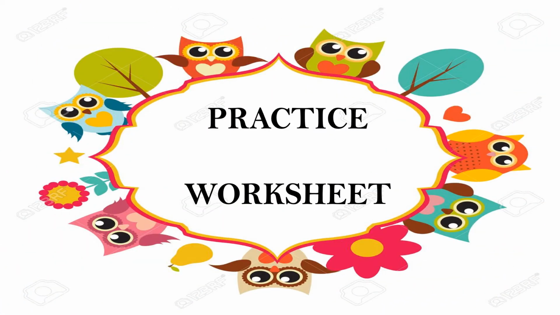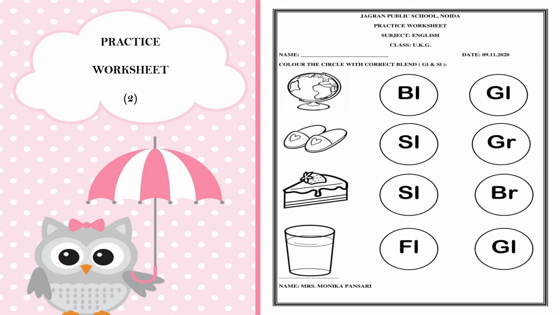So children, now there is a practice worksheet related to blends gl and sl. Your second worksheet says color the circle with the correct blend. What you have to do is see the picture, identify the correct blend word and color it. For example, the first picture is of a globe and the blend is gl. Very good. G L, gl. So you will color the gl circle. Okay?